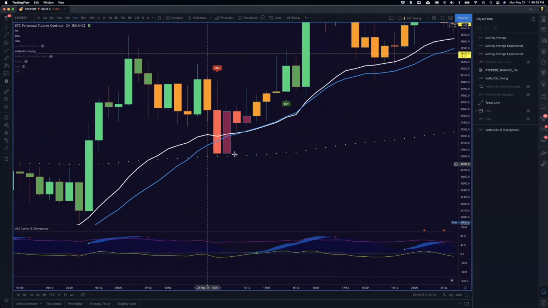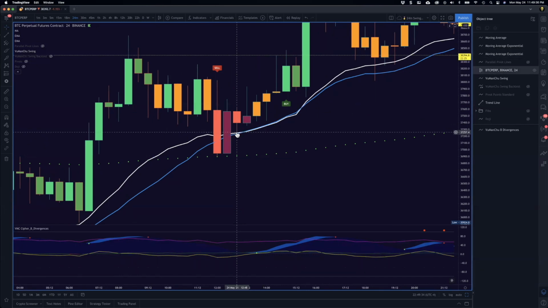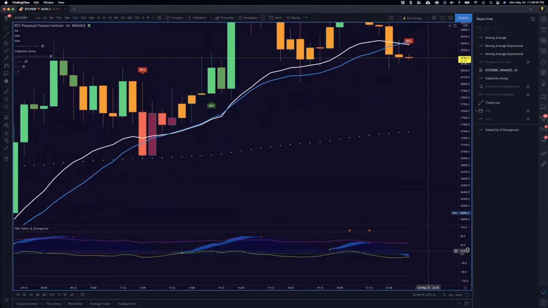Look at that. Right, comes down, makes contact, finds support, goes up. Look where it finds more support. Why would it find support here? Because that right there is the 21 EMA. Okay.